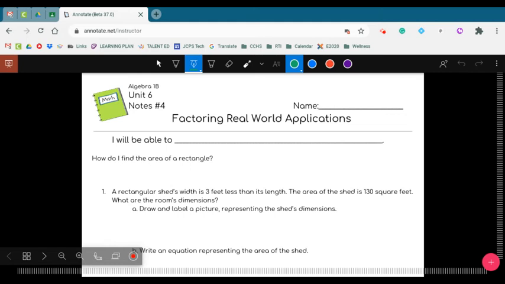Okay, today we're going to do Unit 6 Notes number 4, which is factoring with real-world applications. So we've already kind of done this with our rectangles and finding the area. We're just going to add one more piece at the end.